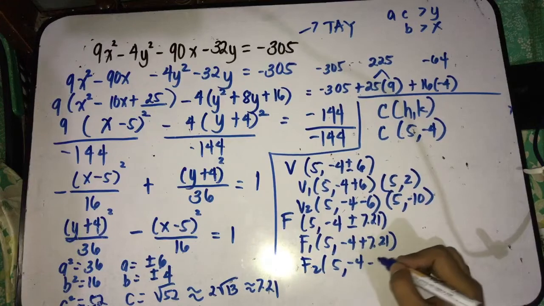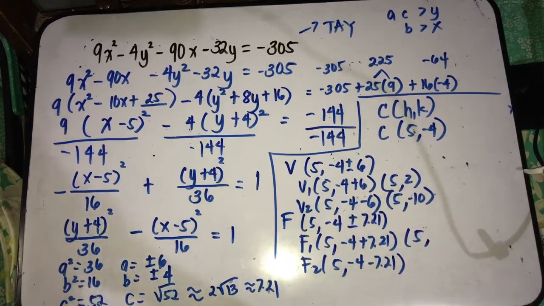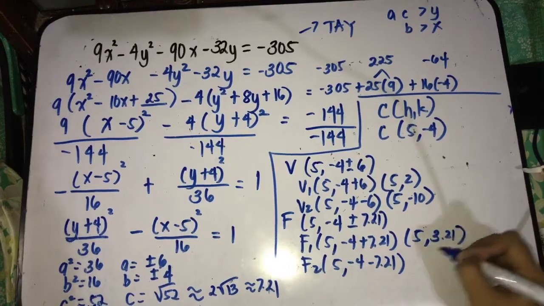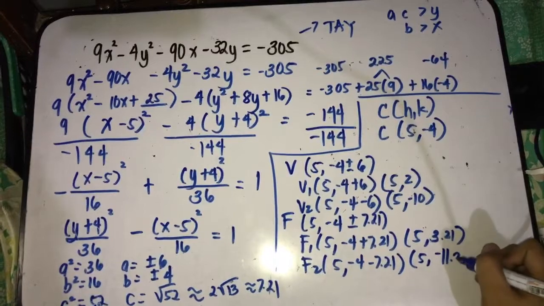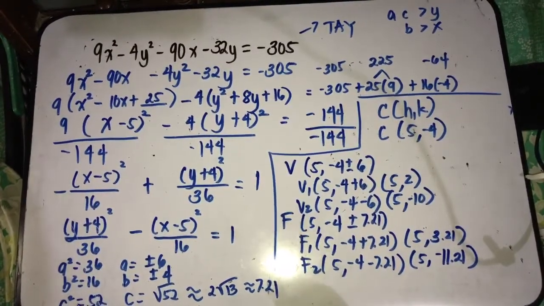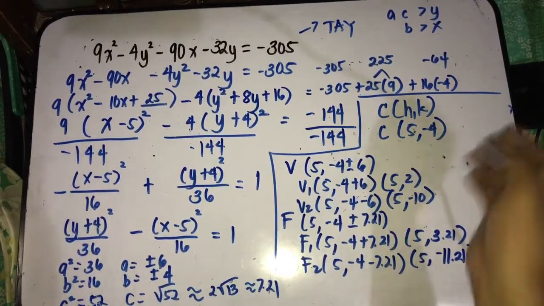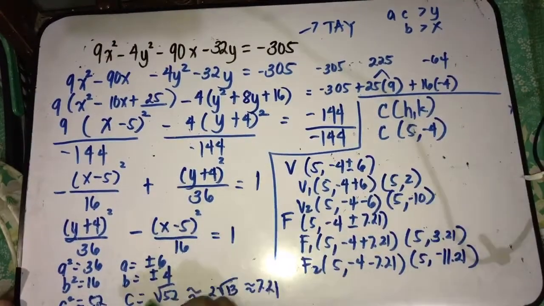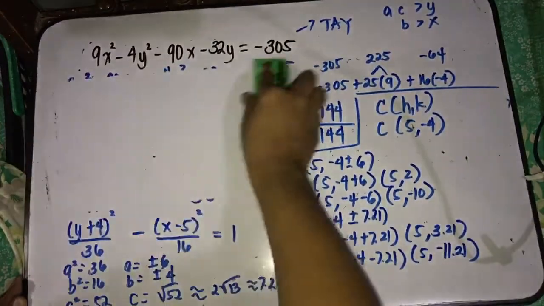So we'll be having F1, that is 5, negative 3.21, and F2 is 5, negative 11.21. So we now have here the points of the vertices and the foci. Vertices located at 5, 2, 5, negative 10. Foci located at 5, negative 3.21, and 5, negative 11.21.